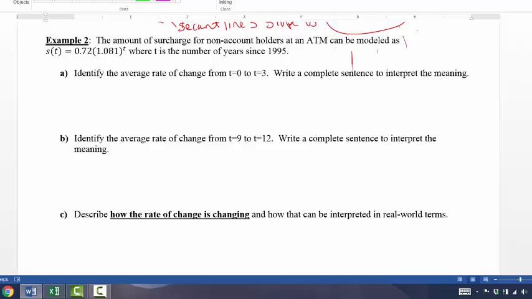In example 2, the amount of surcharge for non-account holders at an ATM can be modeled with this exponential function. So here is the starting amount, and we see it's again increasing 8.1% per year. It says we're inputting number of years since 1995, and it's outputting the actual surcharge, so that would be in dollars. Identify the average rate of change from 0 to 3, and identify the average rate of change from 9 to 12. This time I'm going to do this with the short method in Excel.